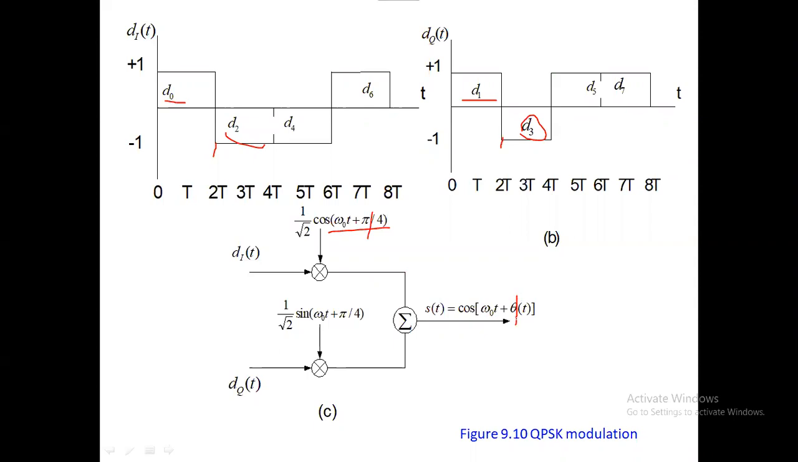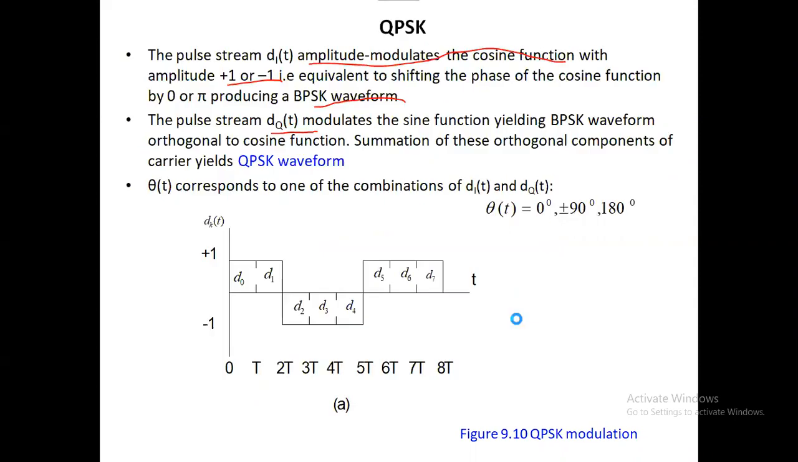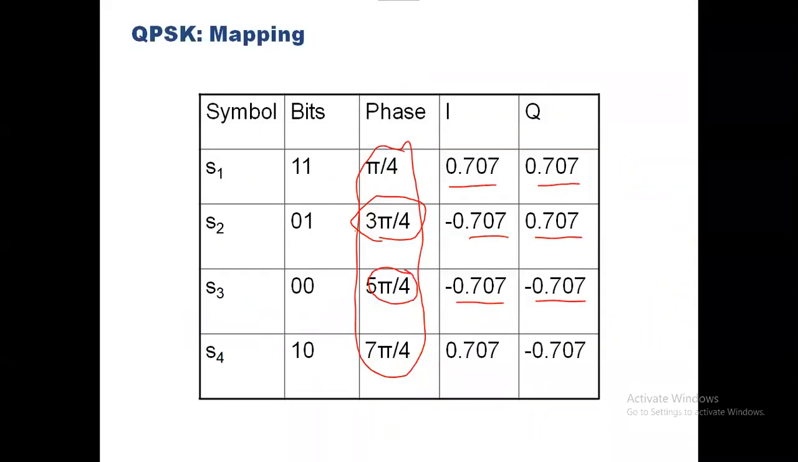Similarly, we may have other bit combinations, as we have seen, for 0, 1 and for 0, 0 and 1, 0. Because this 0 is represented by +1, and this 1 is represented by -1.